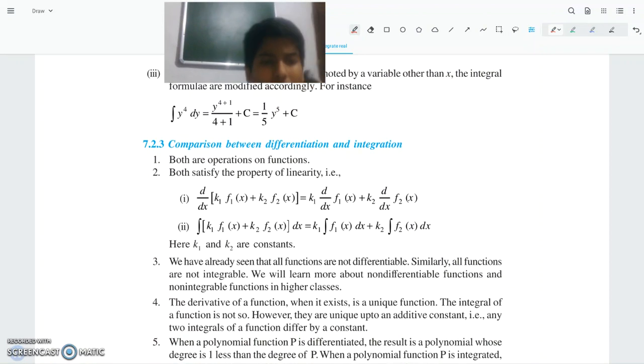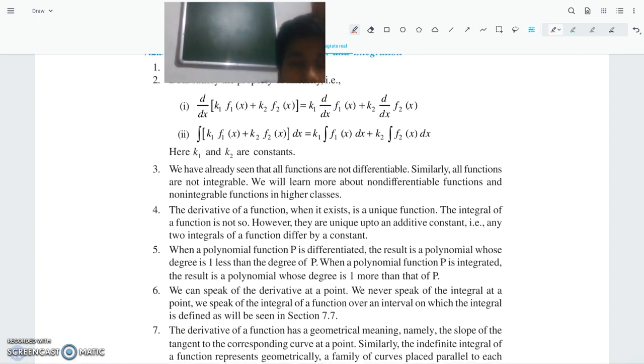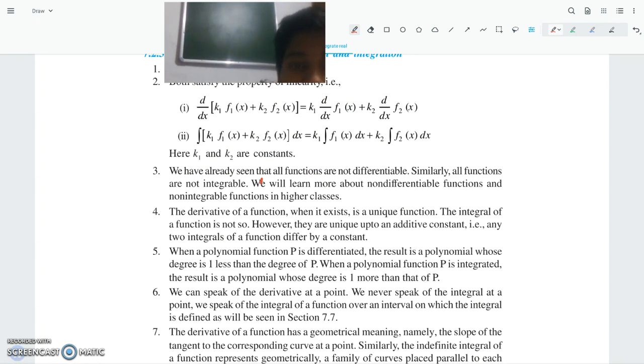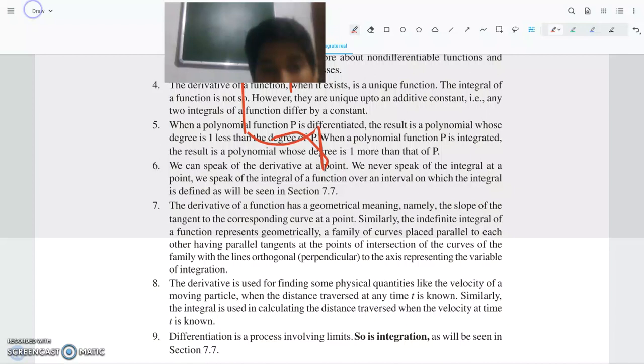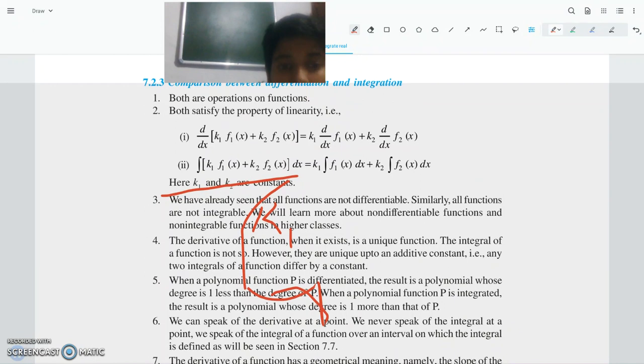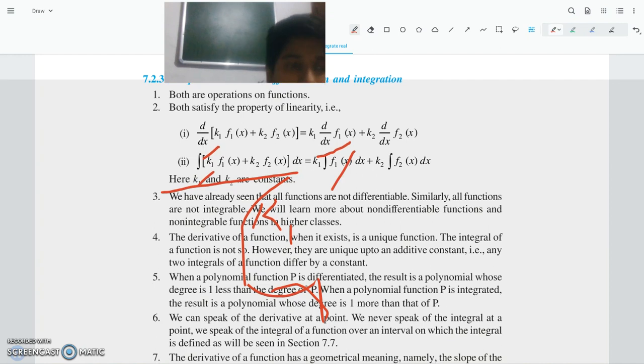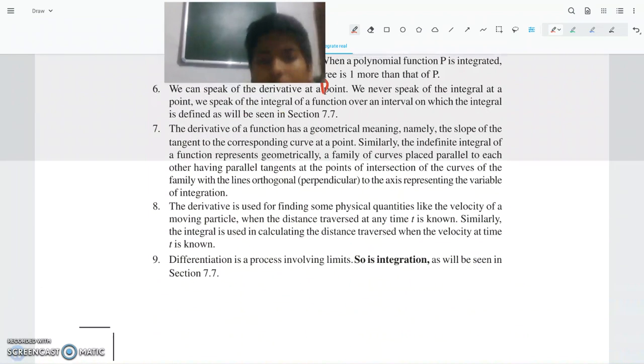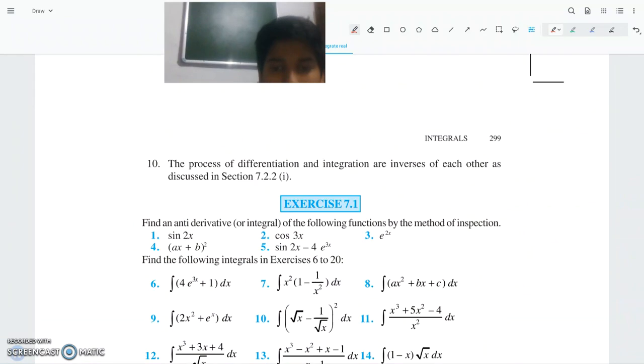Now what can we say about TDT? As a comparison between differentiation and integration, if k1 is constant, and it is given in the question that k1 and k2 are constants, we normally assume it also. Then if k1 is constant, we can remove it beforehand and then differentiate f of x. Same way in integration, we remove k1 beforehand and integrate f of x. That's the main point about integration and differentiation.